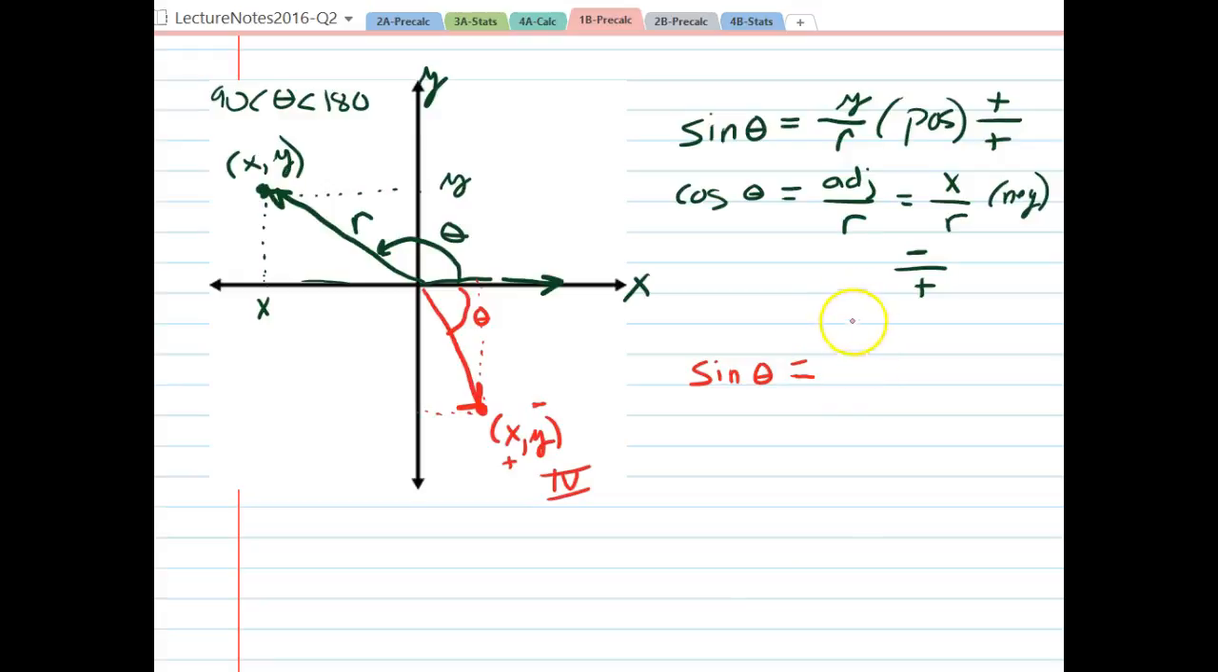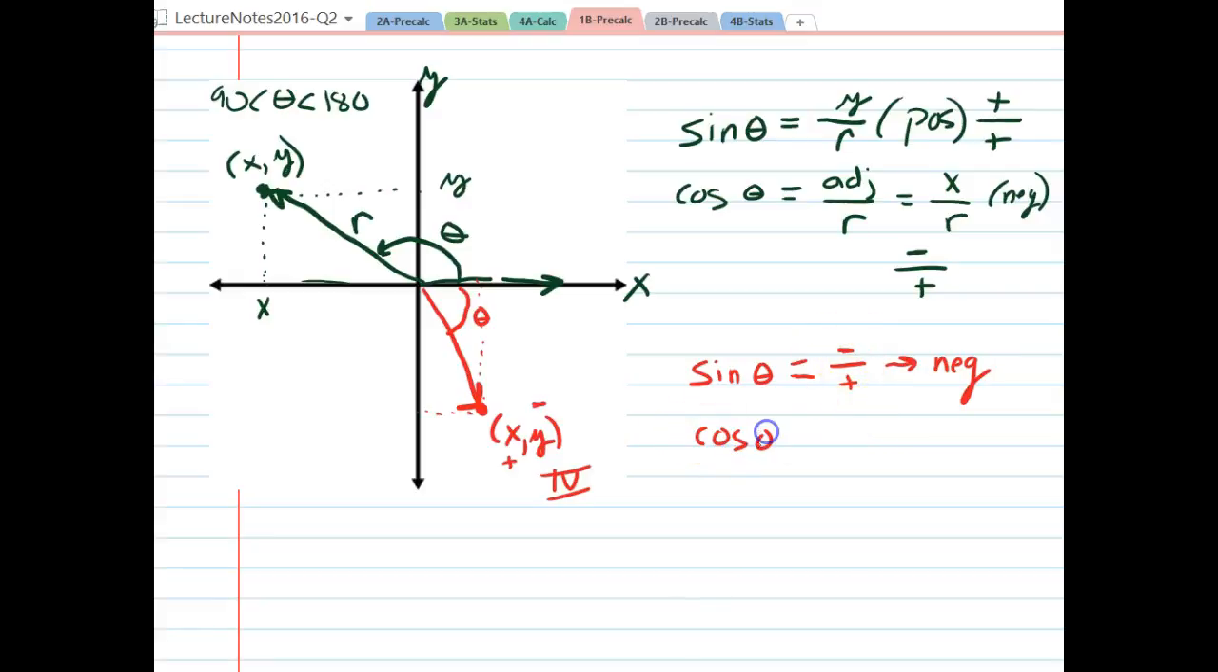Well, the sine is going to be, check that, a negative, because the sine of an angle is the opposite over the hypotenuse. The opposite side here from theta is this one, which is the y value, and it happens to be negative. And so therefore the sine ratio is going to be negative. It's a negative divided by a positive.